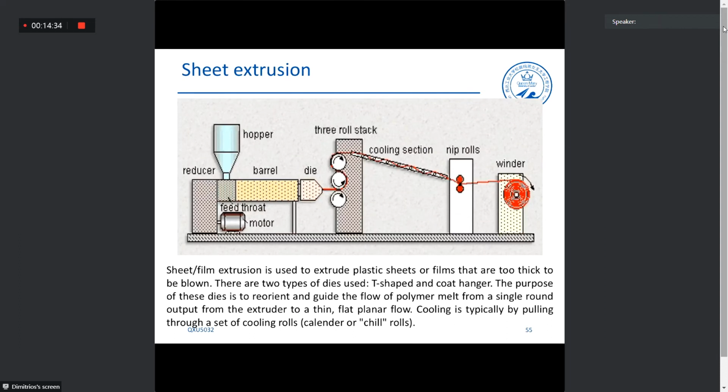Now, sheet extrusion is an important technique that is used to fabricate thick sheets. Okay, so at the end of the die, we have this three-roll stack, which we essentially use to control the thickness of our material by controlling the distance between the rolls and the force that is applied to the polymer that travels through the stacks. And then by cooling it, we have a winder here and we collect the thick polymer sheets.